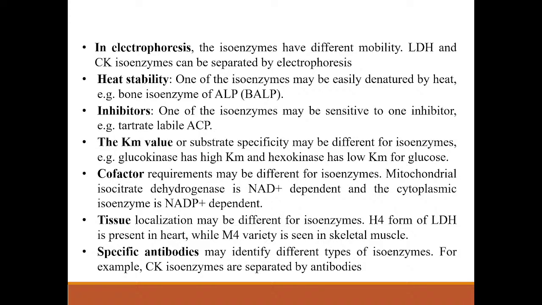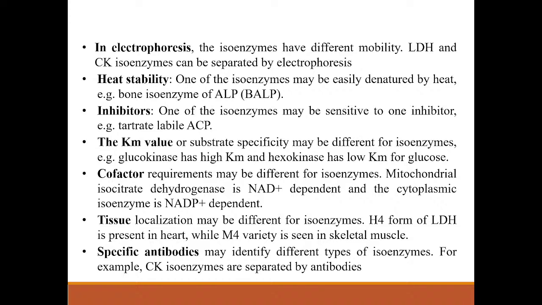That example is BALP, bone alkaline phosphatase. Inhibitors: an isoenzyme may be sensitive to a particular type of inhibitor. One of the important ones is tartrate-labile ACP, acid phosphatase. ACP or acid phosphatase, you can see the effect of the different inhibitor, that is, tartrate labile. Labile means easily moved or flow is smooth in nature. It will have an effect with tartaric acid, that is why it is called tartrate.